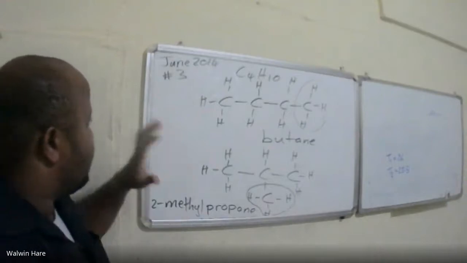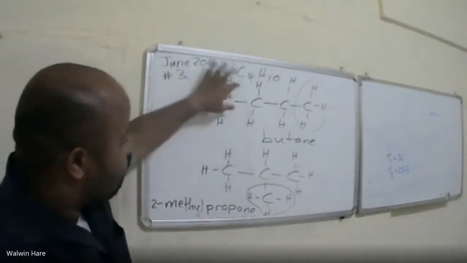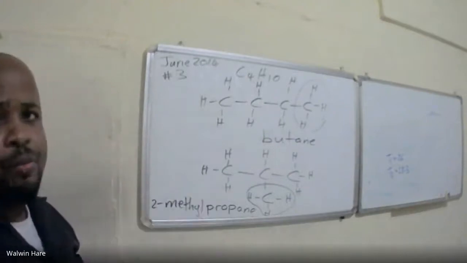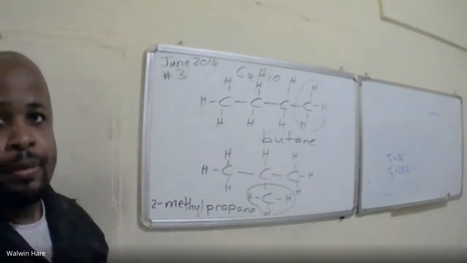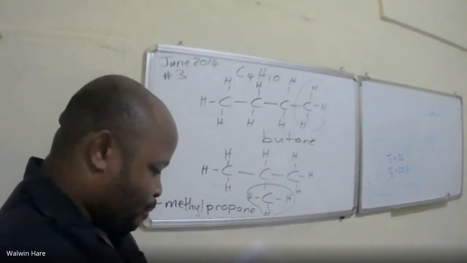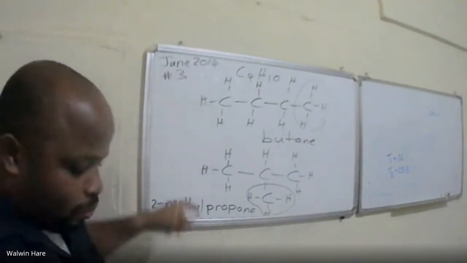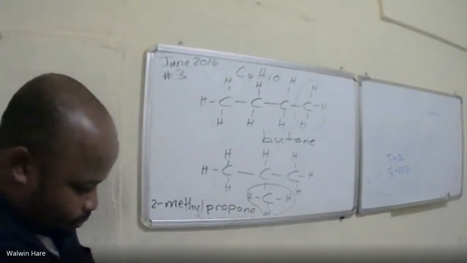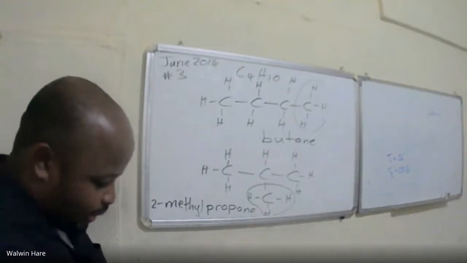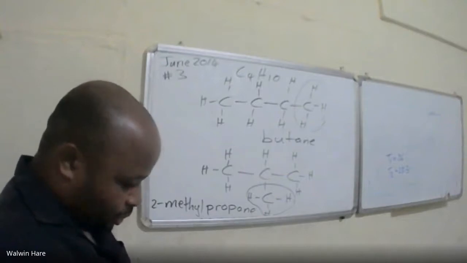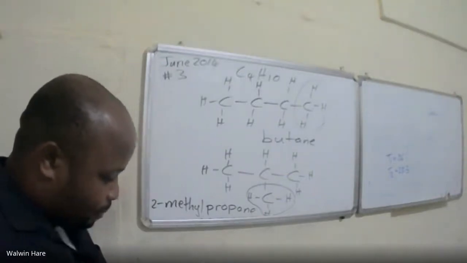So the 2 isomers: we draw the straight chain, which is butane, and the next one is 2-methyl propane. Those are the 2 isomers, and this was worth 4 marks to draw these 2 structures and name them. Well, it did not ask for the name, so it was 4 marks just to draw the 2 isomers.